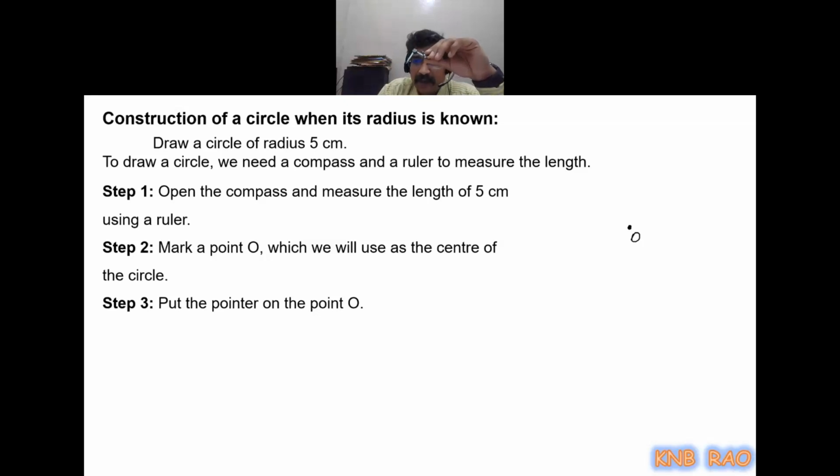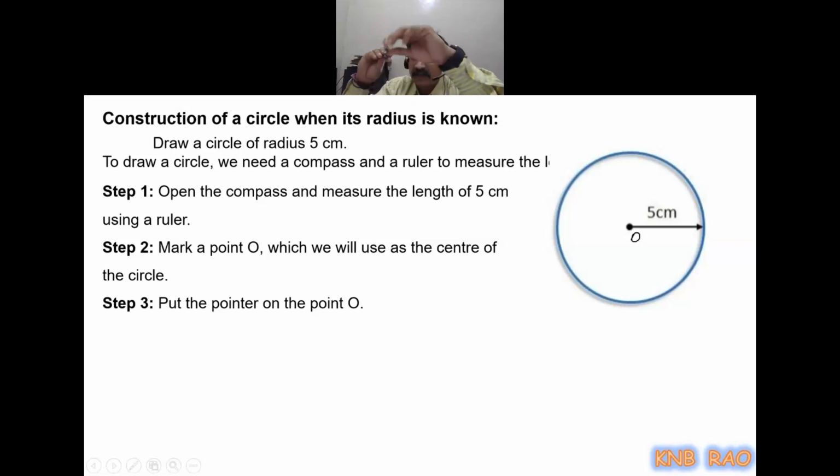Then afterwards go for moving this pencil end. Okay, one complete rotation. If you do, the circle gets drawn. Like it gets drawn now, it gets drawn. Is it clear?